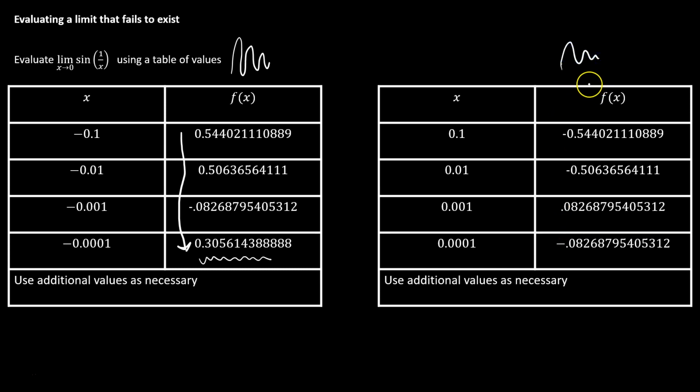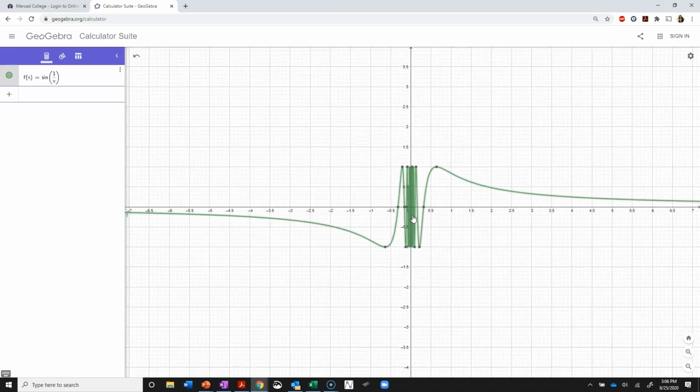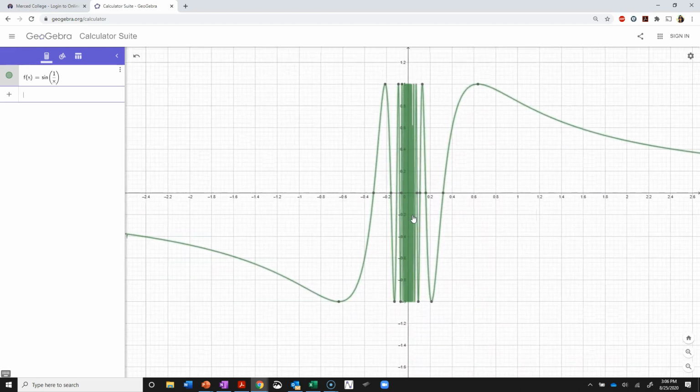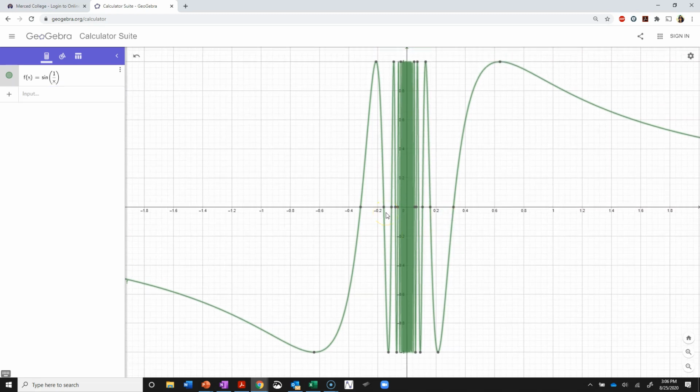In fact, this function, sine of 1 over x, if we go to graph it, we can type in f of x equals sine of 1 over x, and we see this wild thing happening near the origin. So let's zoom in and take a look at what's going on. We get more details as we zoom in, but we see what we're going to call uncontrollable oscillation. The function is whipping back and forth uncontrollably. It never settles on a set output value. Therefore, this function does not have a limit that exists.